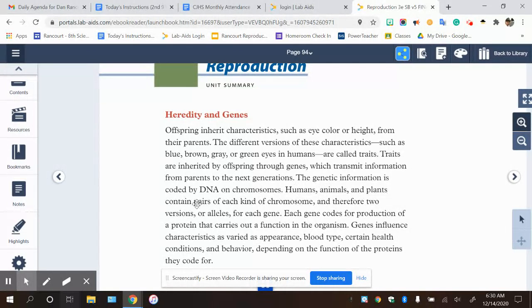Humans, animals, and plants contain pairs of each kind of chromosome and therefore 2 versions or alleles for each gene. Each gene codes for production of a protein that carries out a function in the organism. Genes influence characteristics as varied as appearance, blood type, certain health conditions, and behavior, depending on the function of the proteins they code for.